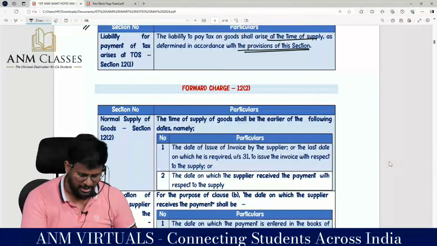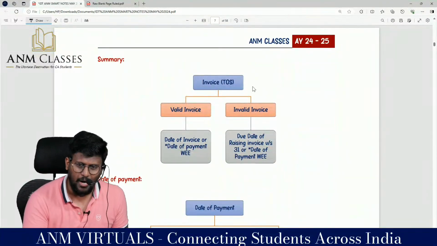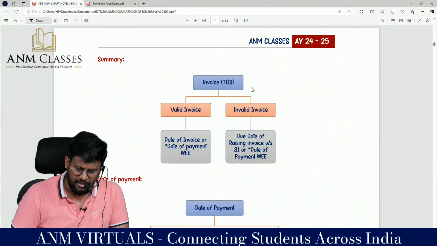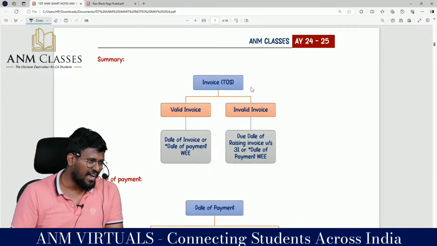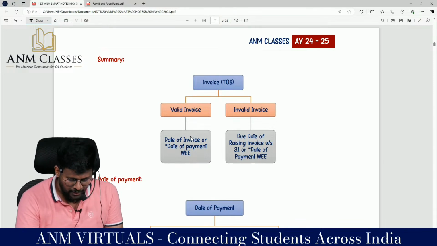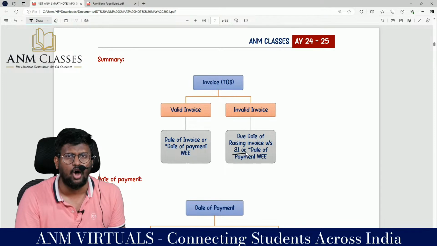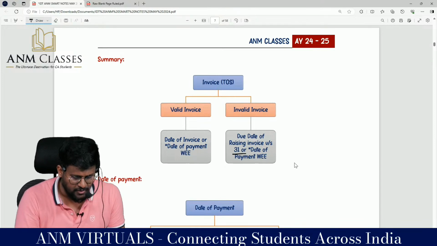Sir, 12.2, what charge? Invoice is classified into how many categories? 2 categories. Valid invoice: the date of invoice or date of payment, whichever is earlier. Invalid invoice: the due date for raising the invoice under section 31 or date of payment, whichever is earlier.